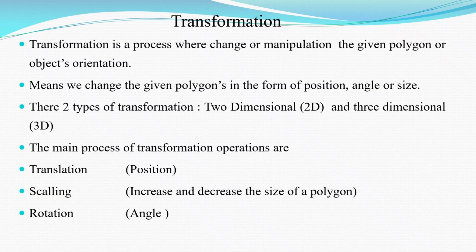What is the meaning of translation, scaling, rotation? Using the translation process, we can change the position of a given object, simply moving it from one place to another. Suppose the given object is here and we want to display it there. It travels from the original position to the new one, so we are changing the place of the object. That is translation.